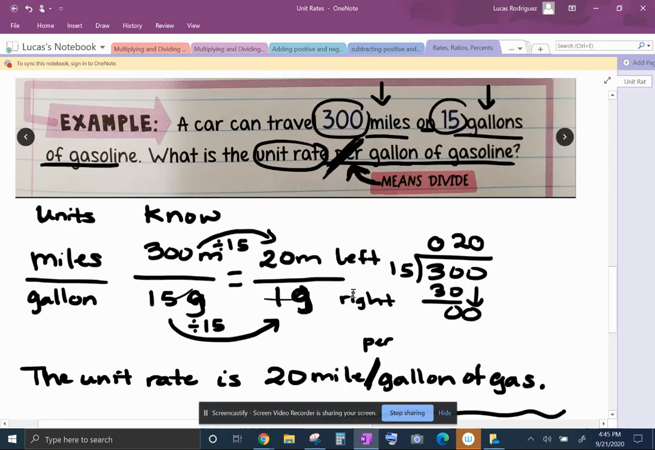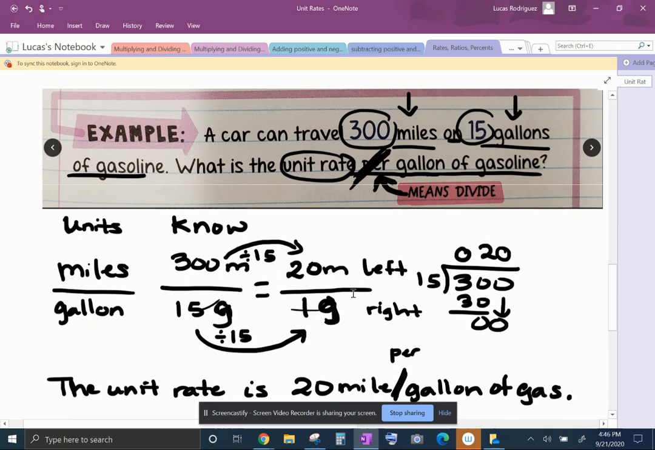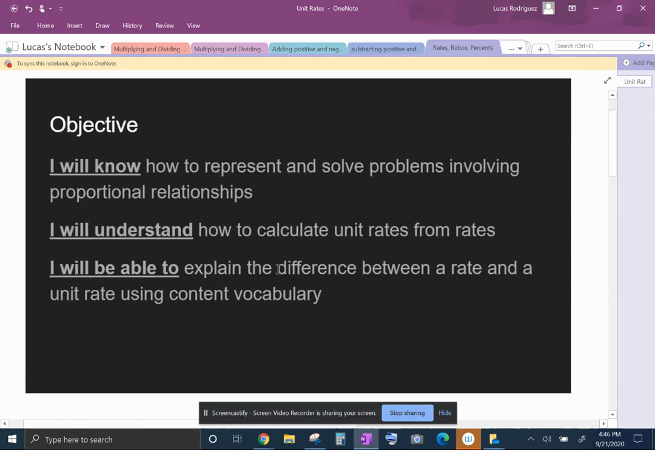Remember our objectives today, as you're going through your work: to know how to represent and solve problems involving proportional relationships, which is where we worked with our proportions, the equivalent fractions and ratios. And I will understand how to calculate unit rates from rates. We did that when we went over this right here. We just divided by the denominator and we got our unit rate. And I will be able to explain the difference between a rate and a unit rate using content vocabulary.